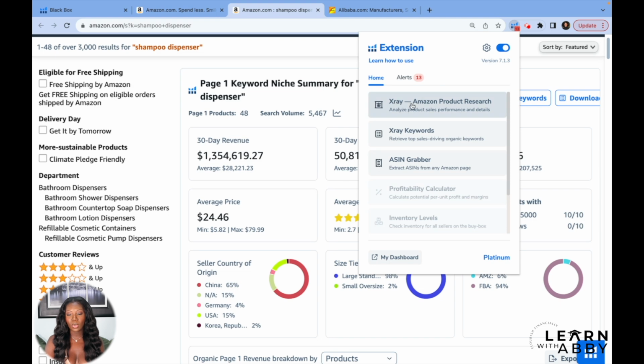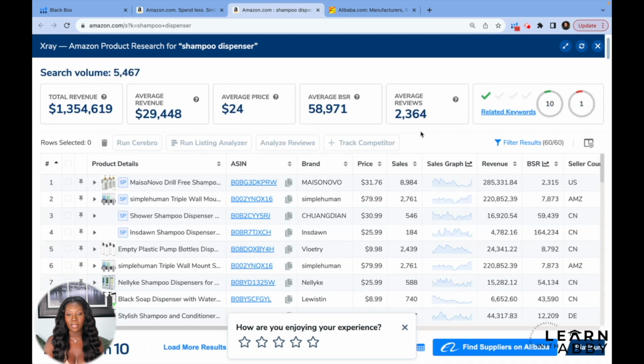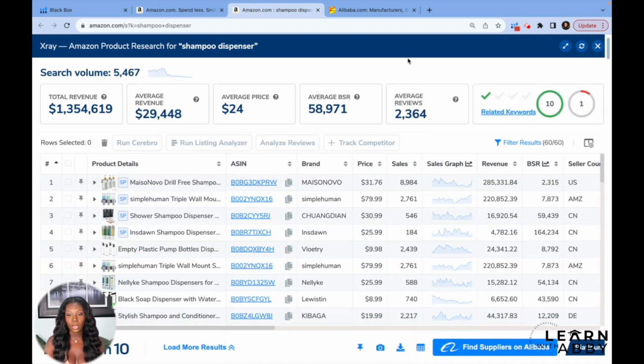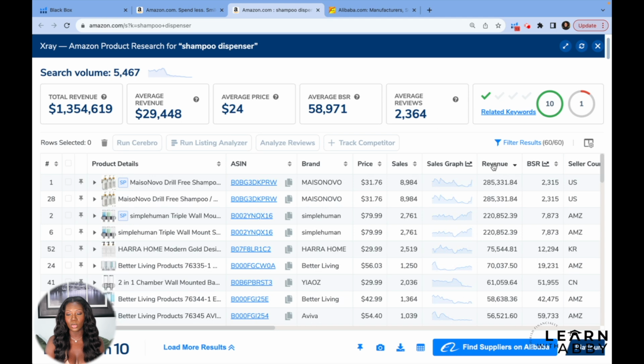And what you can do is click on X-ray, and it will give you a lot of data to show you what's going on as well. So before, when we were looking at who had more of that little circle chart, we can look at it this way instead. So I'm going to go to revenue and click on it 2 times. When I click on it once, it goes low to high. When I click on it 2 times, it goes high to low.